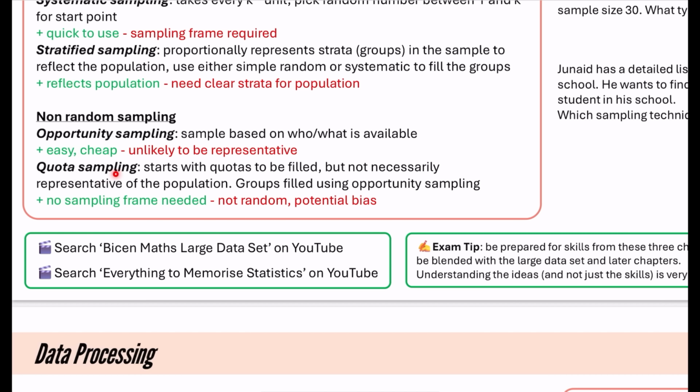Now, quota sampling is like a variation on opportunity sampling. It's a bit like stratified sampling. So what you do is you start with different quotas to be filled to make up your sample, but they're not necessarily representative of the population. And then those groups, those quotas that you have, get filled using opportunity sampling, just the first ones that you come across.